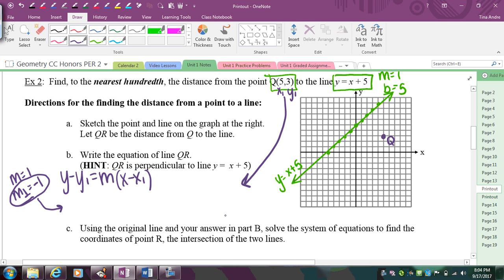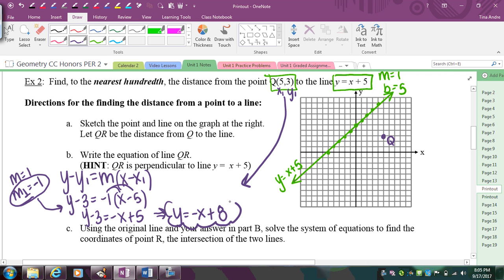And I know my point, so I can go ahead and plug those in. So I have y minus 3 equals negative 1 times x minus 5. And then I'm just going to go ahead and get this into y equals mx plus b form. So I have negative x plus 5, bring the 3 over. So we have y equals negative x and then plus 8.